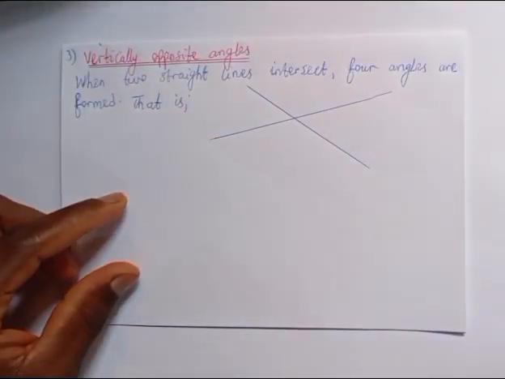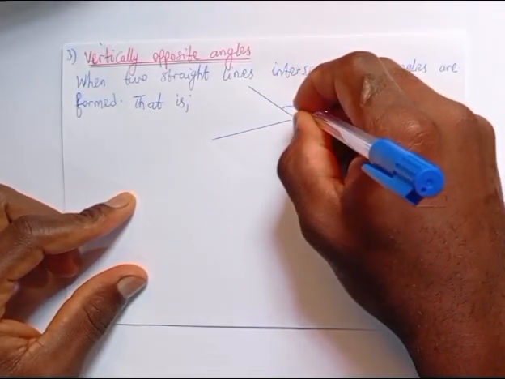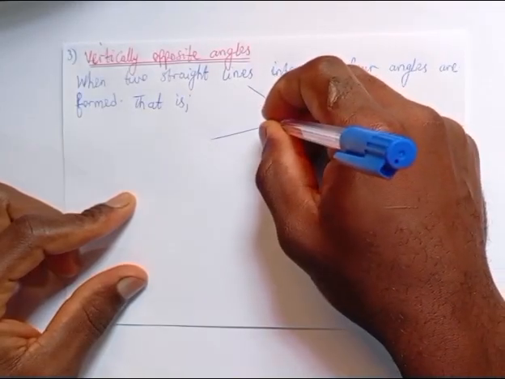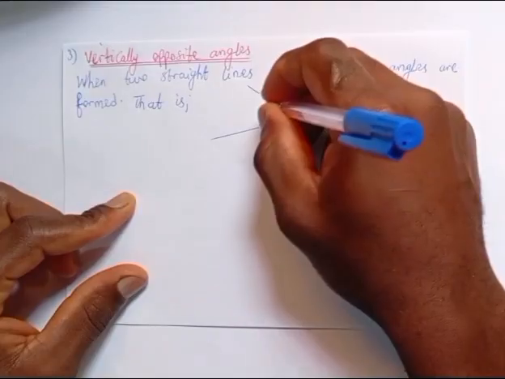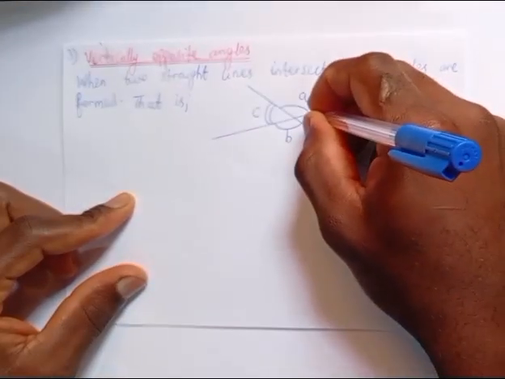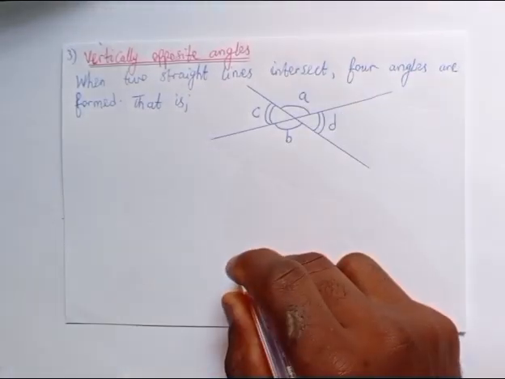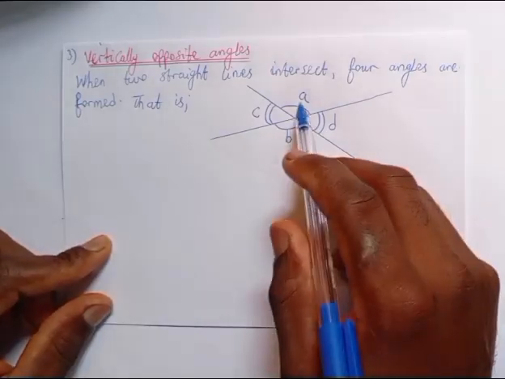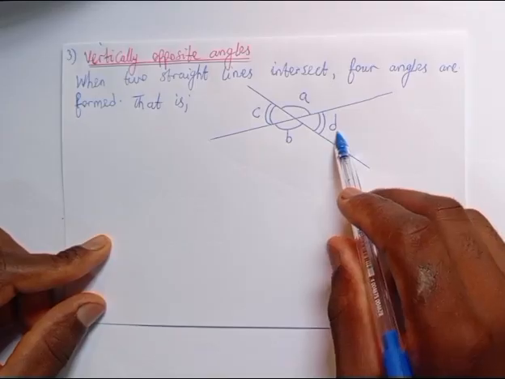These are the two straight lines which intersect at this point. This is the first angle. Up here it is the angle A. Down we have the angle B. To the left we have the angle C. To the right we have the angle D. It is very easy for us to show that the angle A is equal to the angle B and the angle C is equal to the angle D.